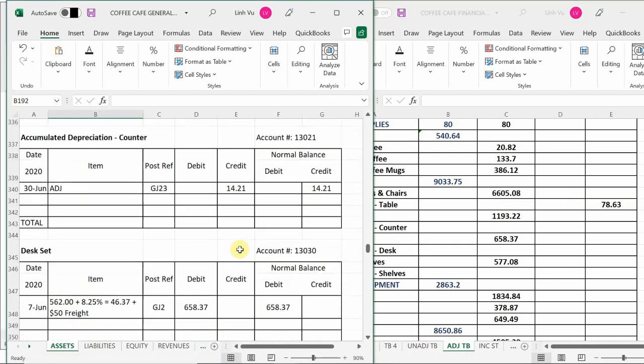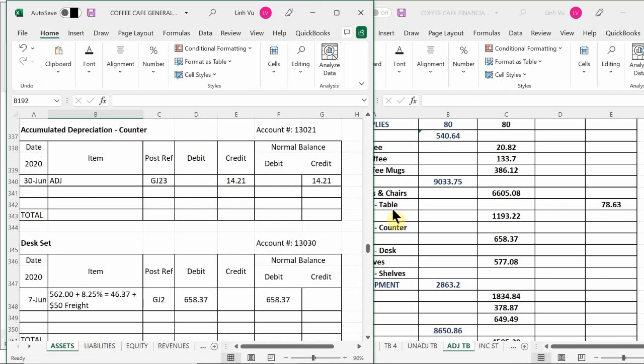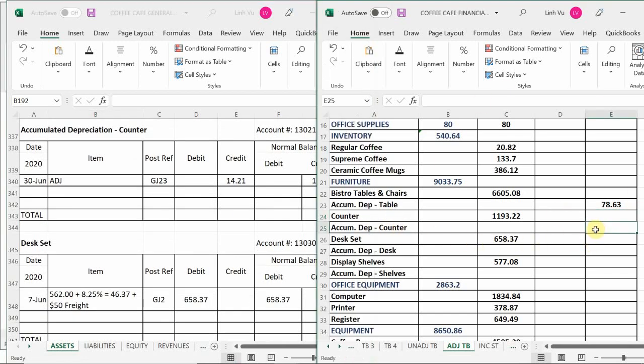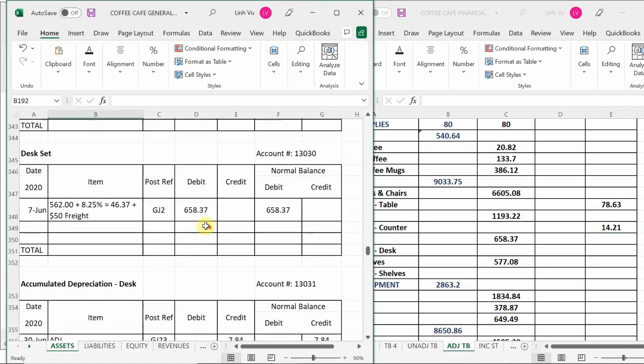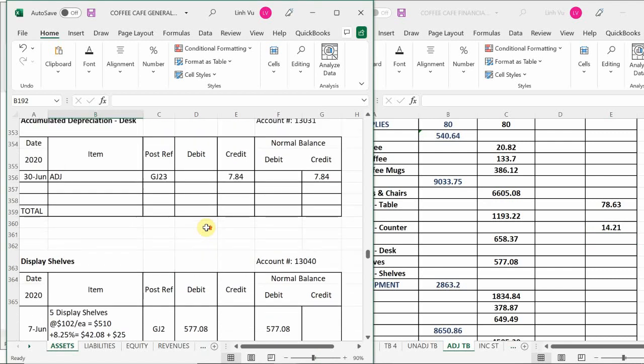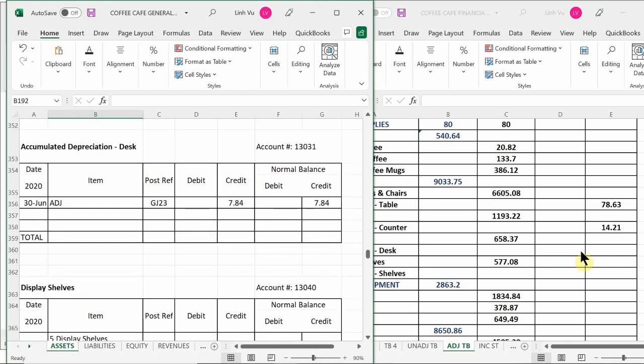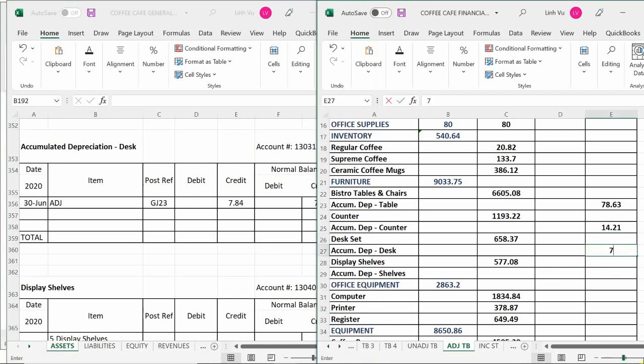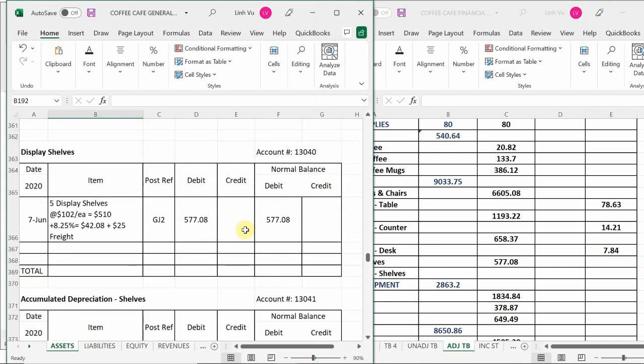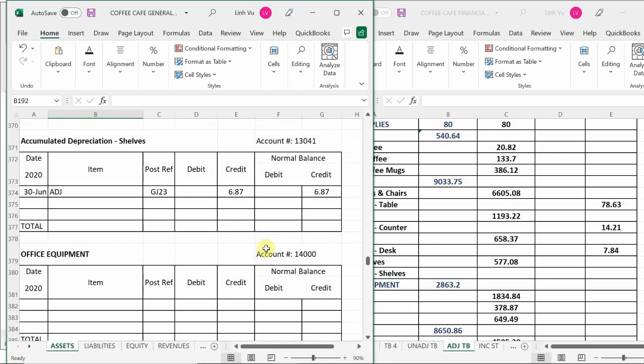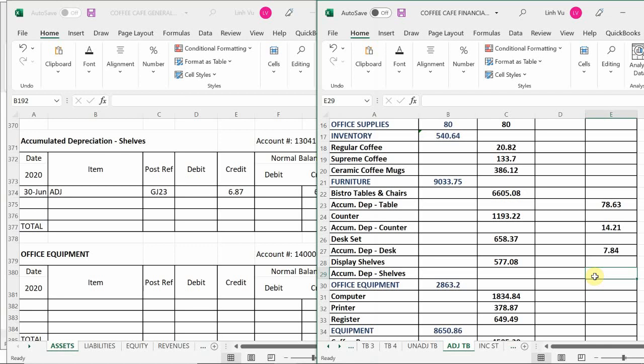So that's that one. The accumulated depreciation for the counter was $14.21. The accumulated depreciation for the desk was $7.84. And let's see, the accumulated depreciation for the shelves was $6.87. Okay, so here I put the accumulated depreciation.